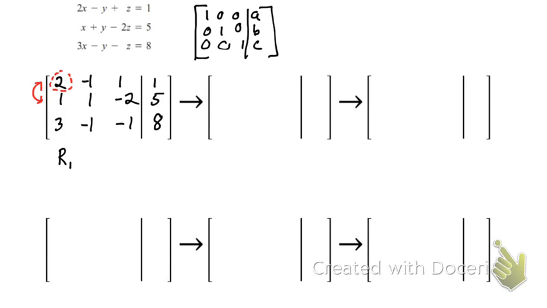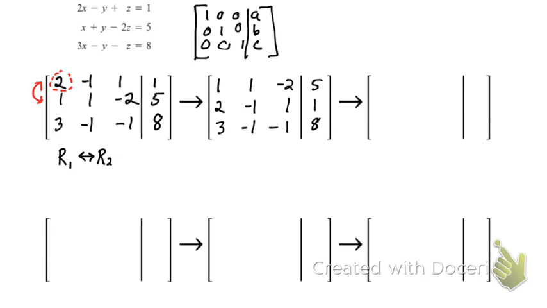So I'm going to say take row 1, swap it with row 2, but we need a double arrow on it because they're both taking each other's place. So row 1 is going to replace row 2, and row 2 is going to replace row 1. So now we are going to have 1, 1, negative 2, 5, 2, negative 1, 1, 1, and finally 3, negative 1, 8.